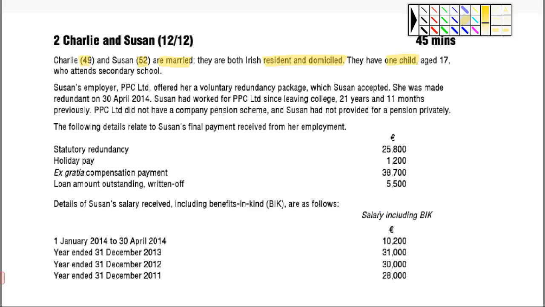So when I read this, I think to myself, well, the first thing that's of interest is that they're married. So I'm thinking about a tax credit, the married tax credit.